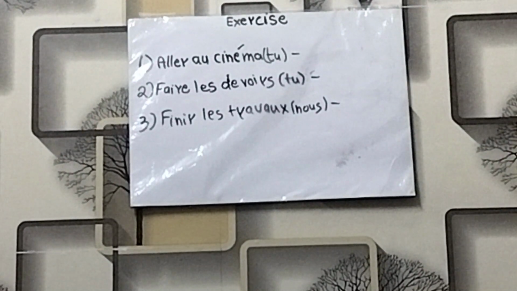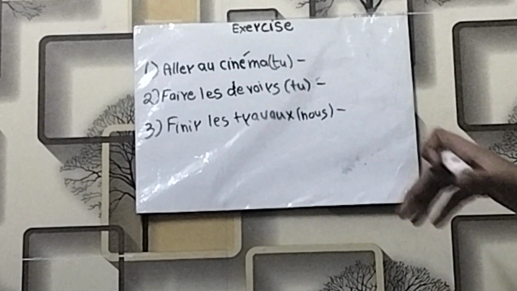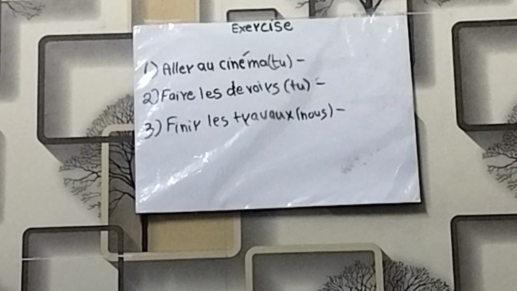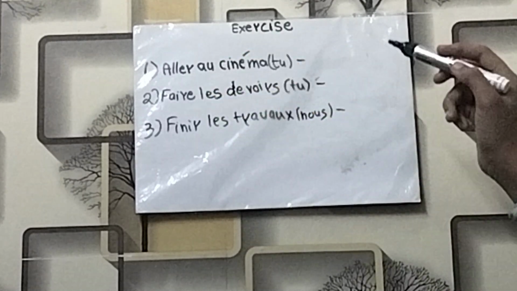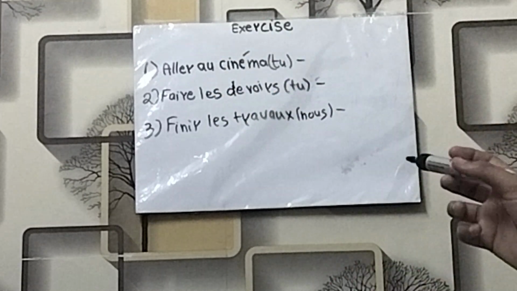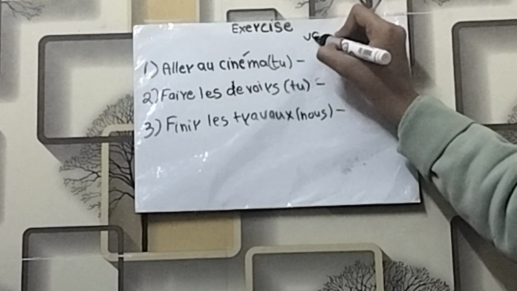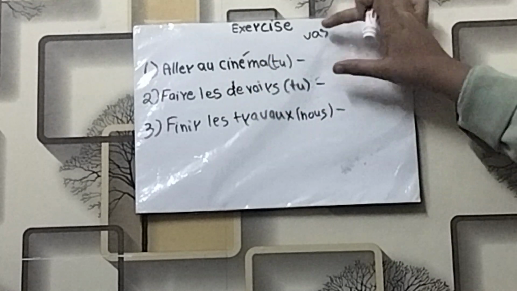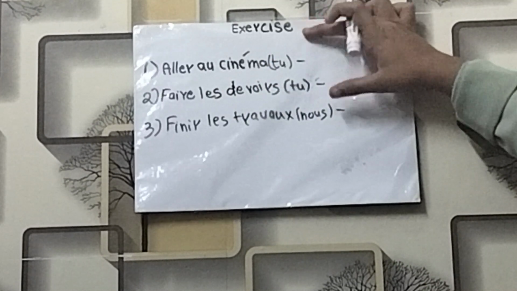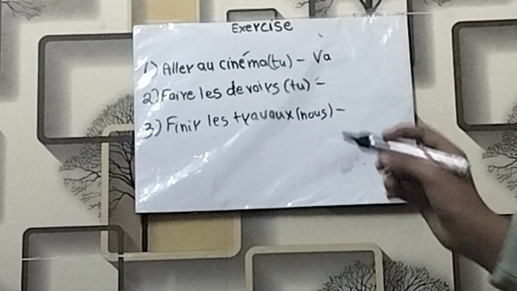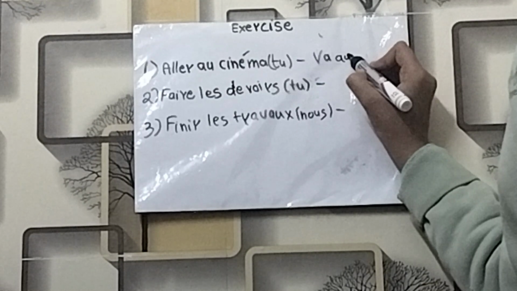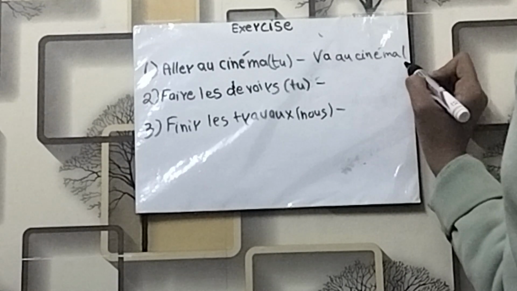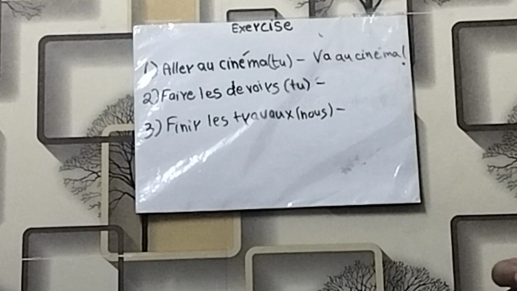So let's start our exercise. First we have aller au cinéma. We have to conjugate this with tu. Aller is an ER ending verb. When we conjugate it with tu, it is vas. In ER ending verbs, we remove the s. So we will write va, and the rest will be written as it is. And at the end, don't forget to put the exclamation mark.